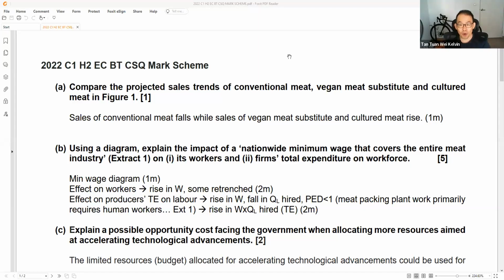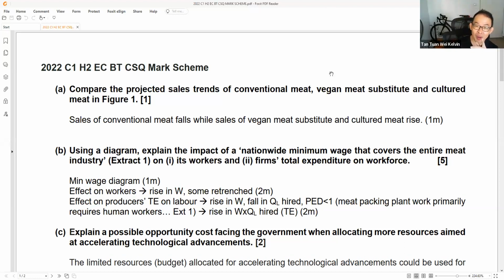Now you can compare your answer to what is given here. Once you are clear about what I said about the height of the gray bar, then you should be quite clear why this answer is correct. To be honest, when I first looked at the answer, I thought maybe there's a typo, because the sales of the vegan meat, how can it rise with a dipping line? Then when I looked at the chart again, at the height of the gray bar, it tells you that this answer is correct.